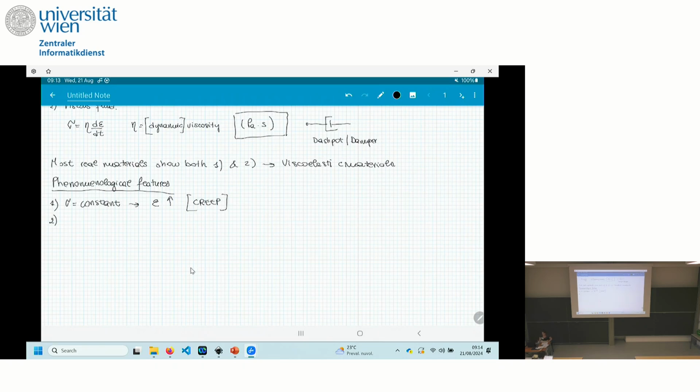Okay, so what happens when we apply a constant strain? What's going to happen to the stress? We apply constant strain, we keep the deformation constant. You've seen it yesterday. The stress decreases, and that's known as relaxation. So the material relaxes, so it releases the stress.